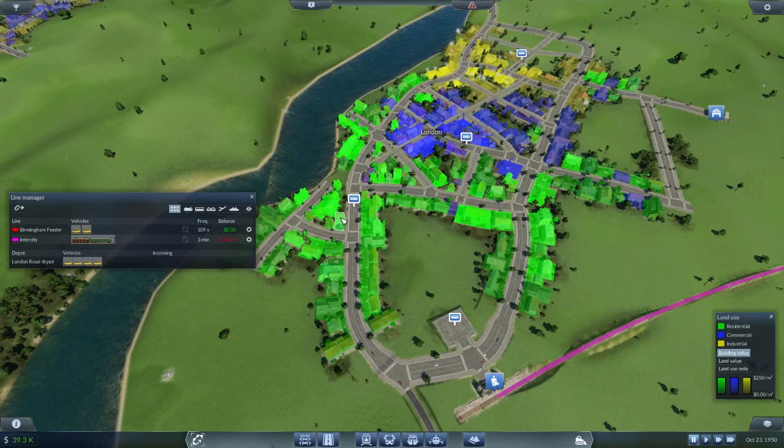So what I'm going to do in this video is go through as many of the different alternative ways of setting up bus routes and see, after 5 years, which one comes out with the best profit.